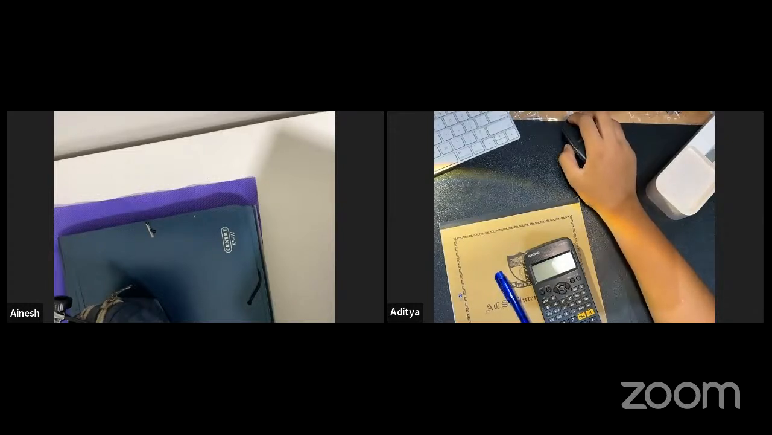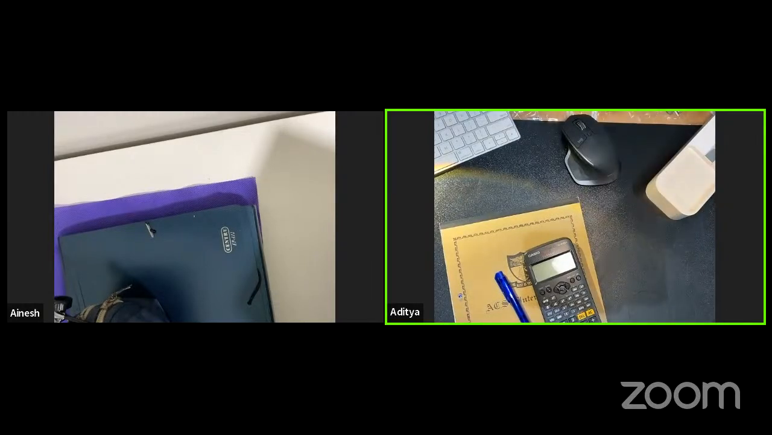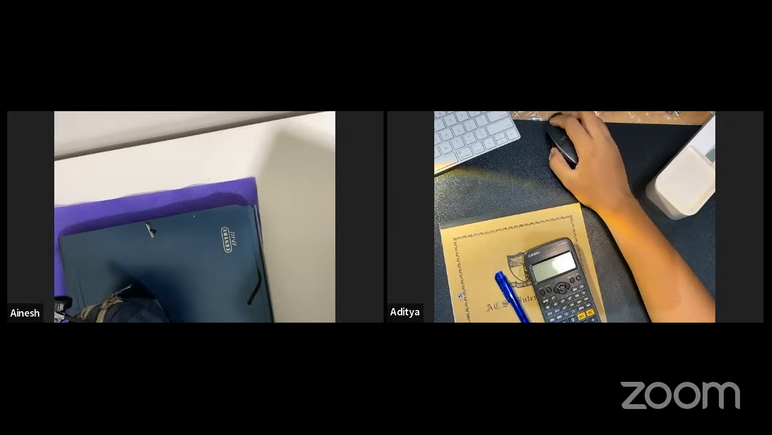Do you have the question in, Aditya? I tried putting it in normally, but it didn't work. So I'm putting it on Google Drive first and then getting it onto the Jamboard. Okay, let's streamline this process so that we can do it.